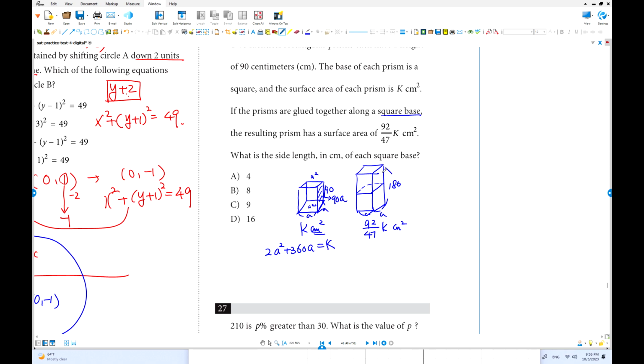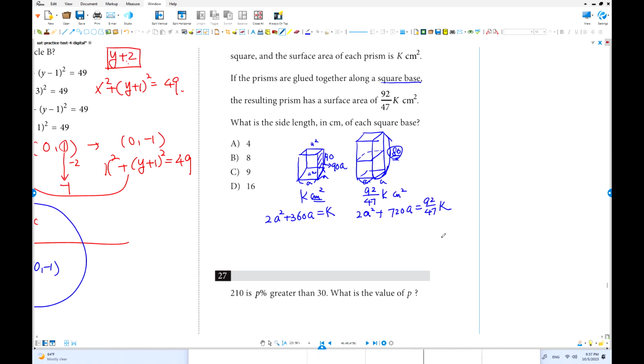What is the surface area over here? Still the same as this one. Top and bottom is A squared, another A squared, still 2A squared. But this times the height is what? 180. Times 180, there are 4 lateral sides. So 180 times 4 is 720A. That equals 92 over 47 K.